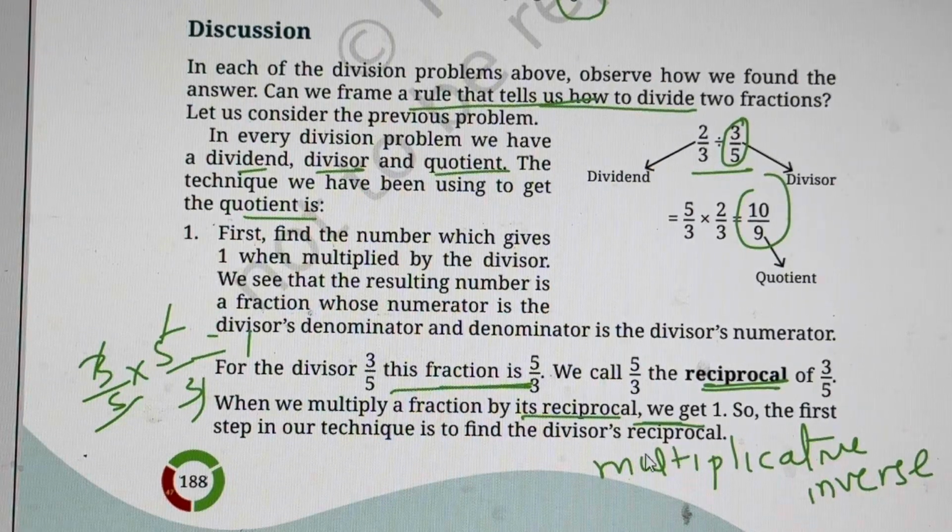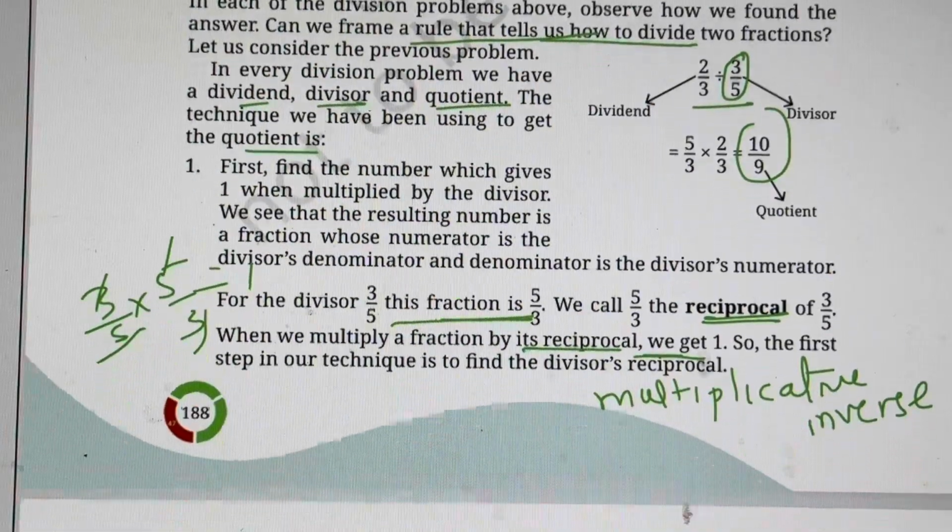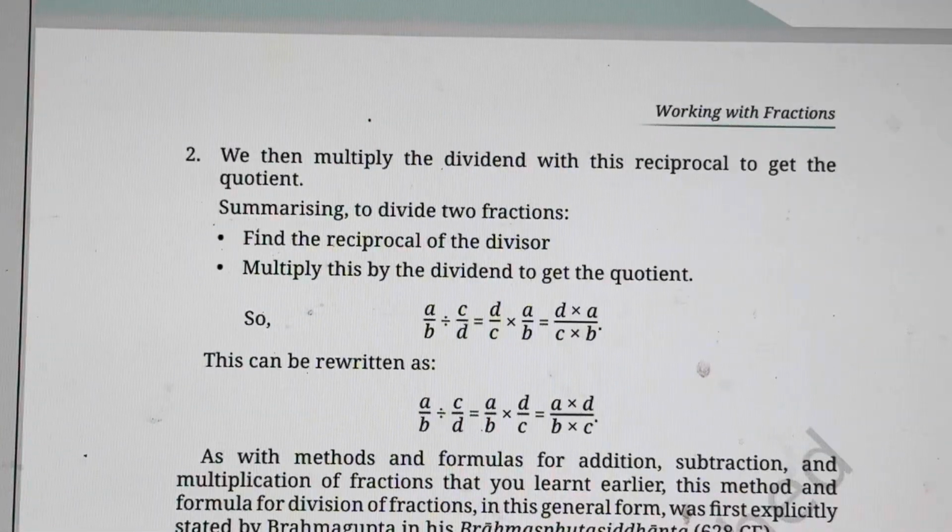So the first thing is we find its reciprocal. Now we multiply the dividend with this reciprocal to get the quotient. This is what happens and we get the answer, right? So summarizing, to divide two fractions, what do we do? First find the reciprocal and then multiply it with the dividend to get the quotient.